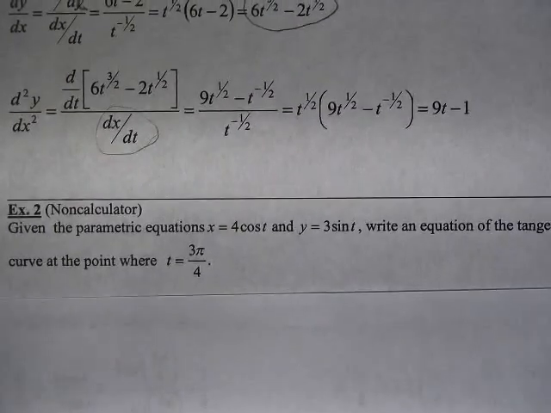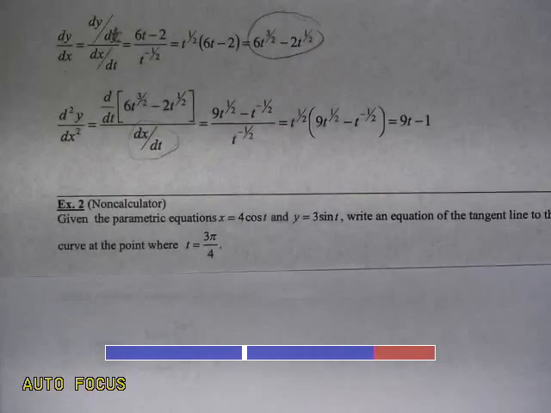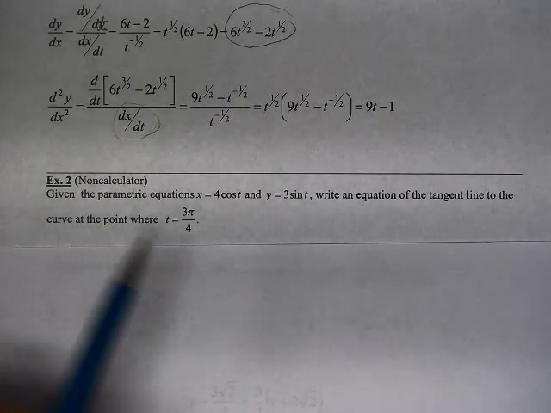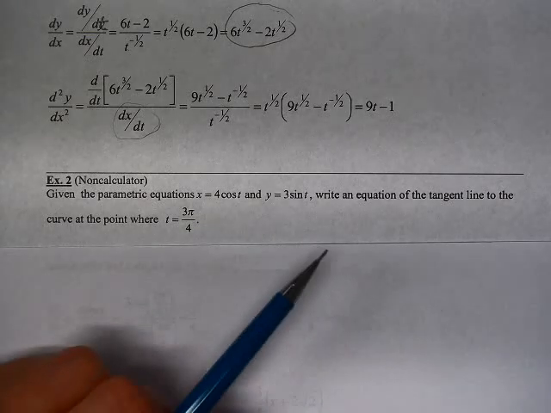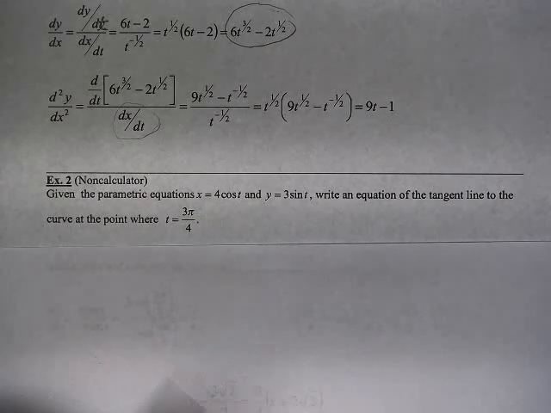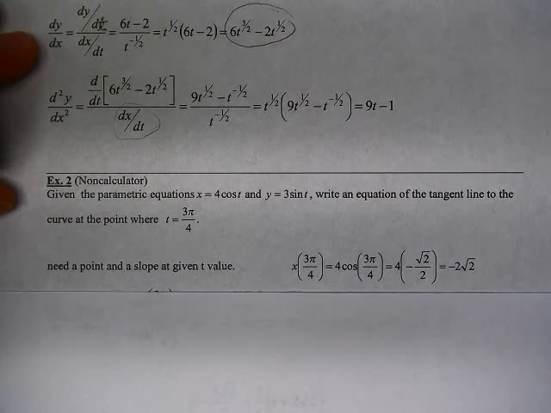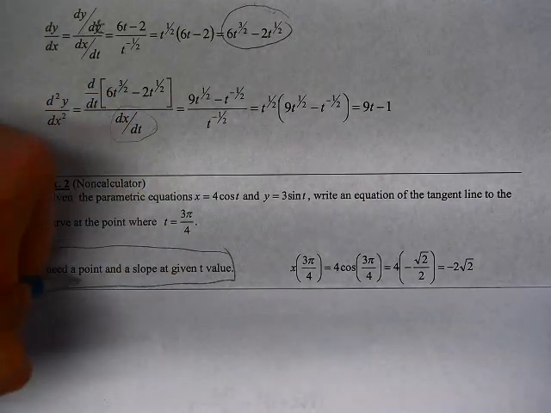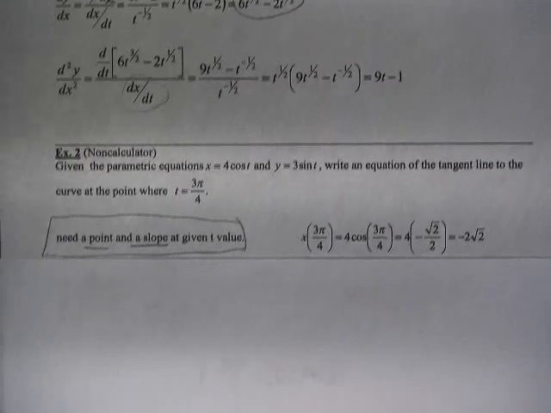Right. The next example, we're asked to write the equation for a tangent line. So it's given the parametric equations x equals 4 cosine of t and y equals 3 sine of t. Write an equation of the tangent line to the curve at the point where t equals 3 pi over 4. Right. So think back. In order to write the equation for a tangent line, we need a point and a slope.